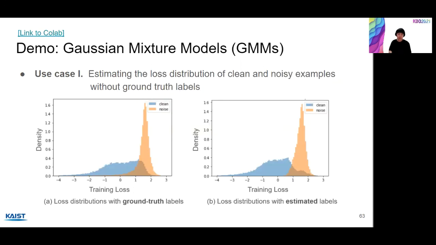From this slide, I would like to show a demo of how to use the Gaussian mixture model for handling noisy labels, because the Gaussian mixture model is a key technique widely used in the noisy label community. As the first use case, it can estimate the loss distribution of clean and noisy examples with the ground truth labels. The loss distributions of clean and noisy examples are mostly bimodal, so it is very useful for analyzing the data distribution. But without knowing the ground truth labels, it is impossible to draw this distribution. So in that case, we can use the Gaussian mixture model for that.